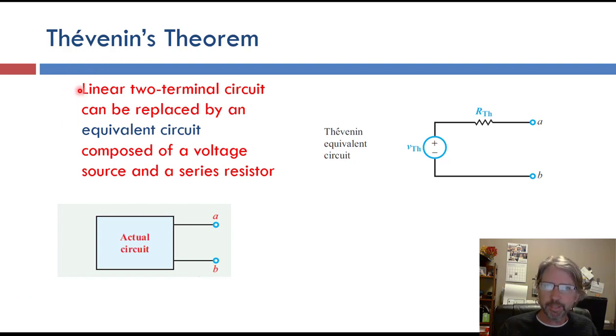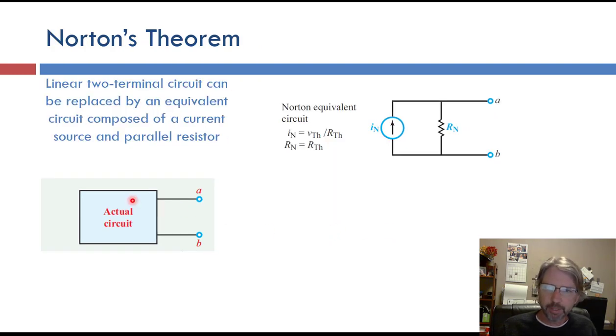The Thevenin equivalent takes any linear two-terminal circuit, so any combination of circuit components with two wires coming out of it, and the theorem says that we can replace any complicated circuit with a simple circuit consisting of a voltage source, the Thevenin voltage, and a resistor in series, the Thevenin resistance. The Norton equivalent takes the same original complicated circuit with two terminals and replaces it with this circuit with two parts. This time it's a current source, the Norton current, and a resistor in parallel, so that's the Norton resistance. But let's look at the details now.